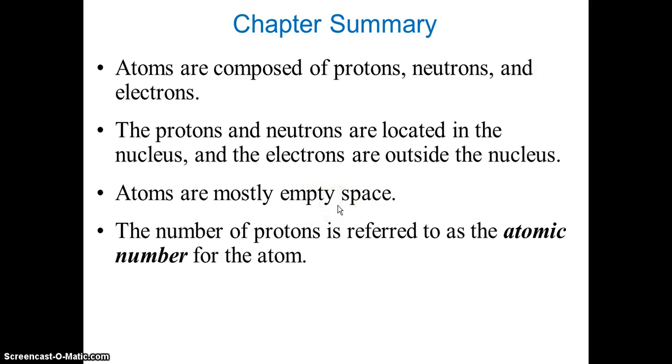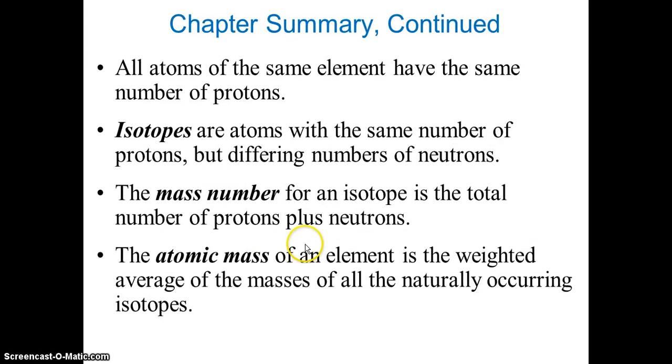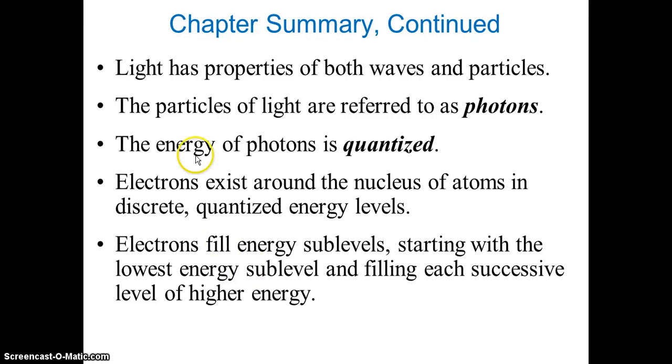So in this chapter, we studied protons, neutrons, and electrons. We studied the location of protons, electrons, and neutrons. We defined atomic number, isotopes, mass number, and atomic mass. We found light has both wave and particle properties. Particles of light are referred to as photons. It's quantized. It goes to different energy sublevels. And that's about our chapter 4. We are done.